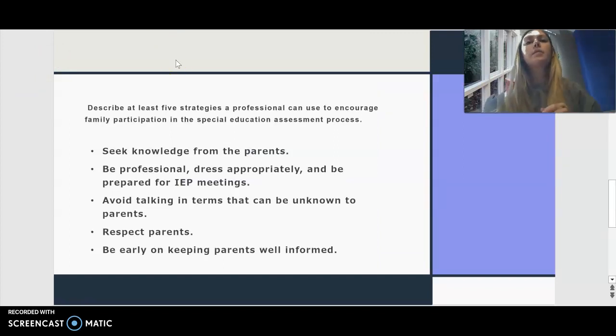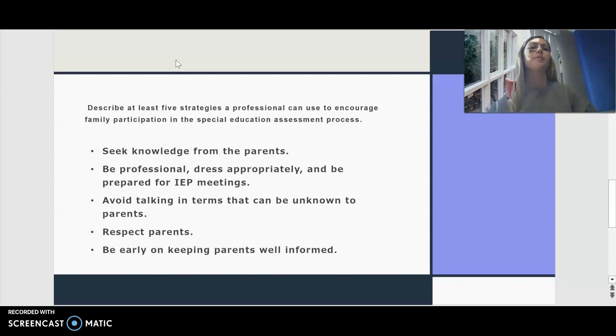The third question was: describe at least five strategies a professional can use to encourage family participation in the special education assessment process. The first one I put would be to seek knowledge from the parents. Make sure that you let parents talk. It's important that they know they have a voice and that they are able to express what they know and be a part of the process. And also, they know their child more than anybody else, so it's important to listen to what they know about their child.